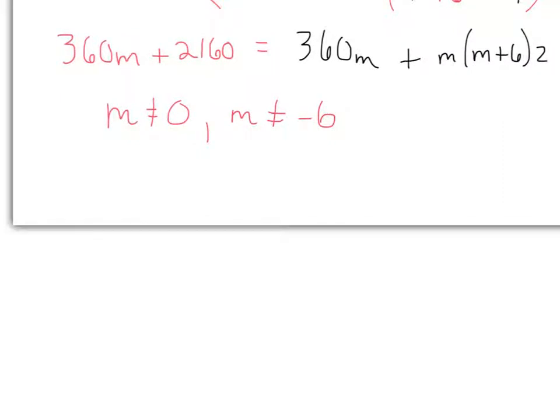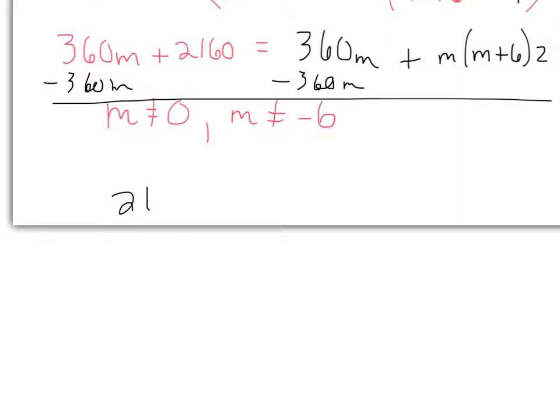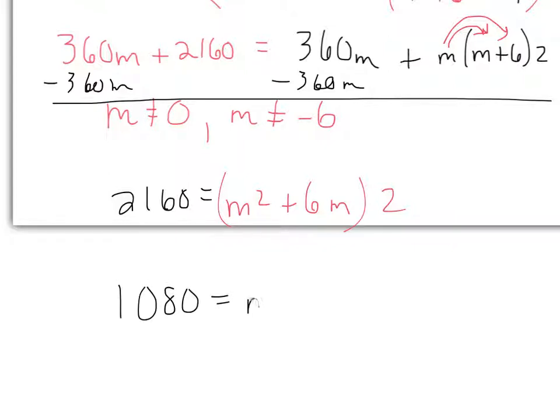360m is on both sides. What can I do with it? If I subtract 360m from both sides, it cancels off, leaving me behind with 2160 equals. Now I'm going to distribute this m to both terms, making this m squared plus 6m all times 2 still. Why did I distribute that 2? Anybody recognize? You can divide both by 2. Very good. Making this 2160 into, what would that become? Let's see, 1080? Yeah. So divide both sides by 2 to get rid of that 2, which gives me 0 equals m squared plus 6m minus 1080.